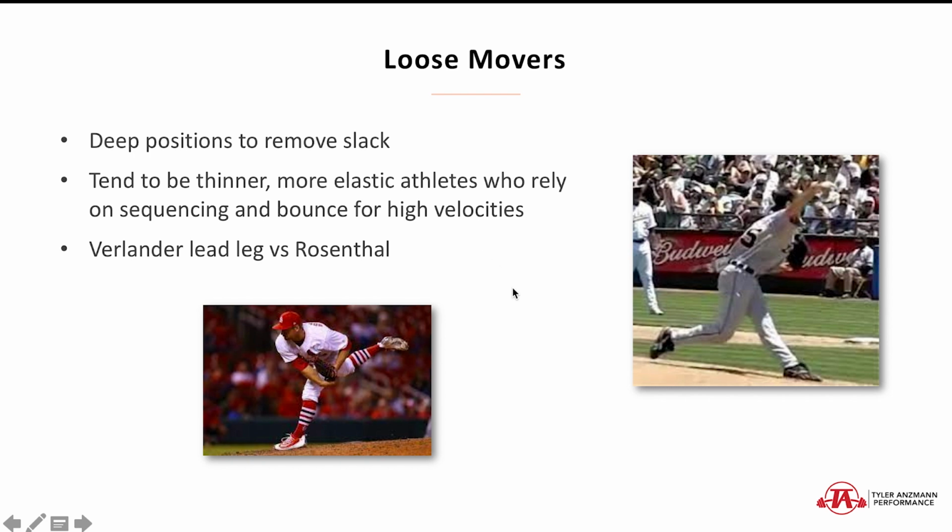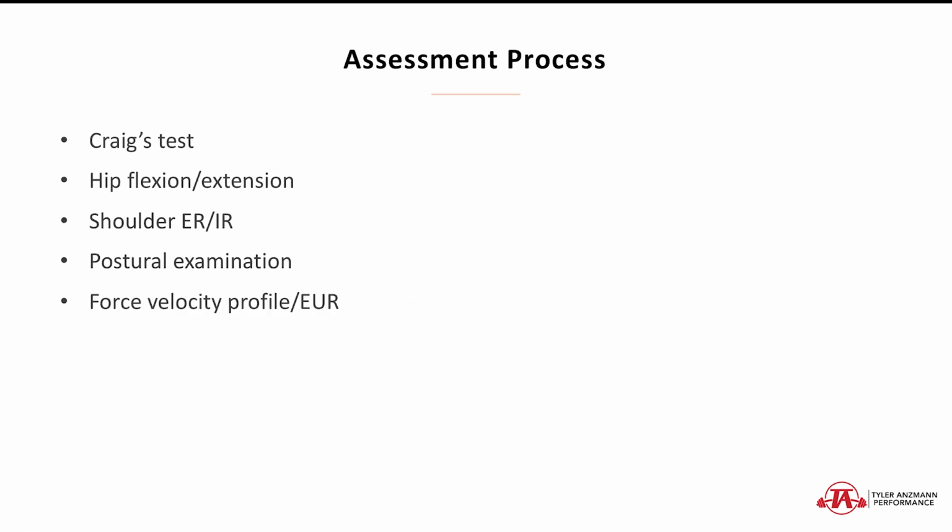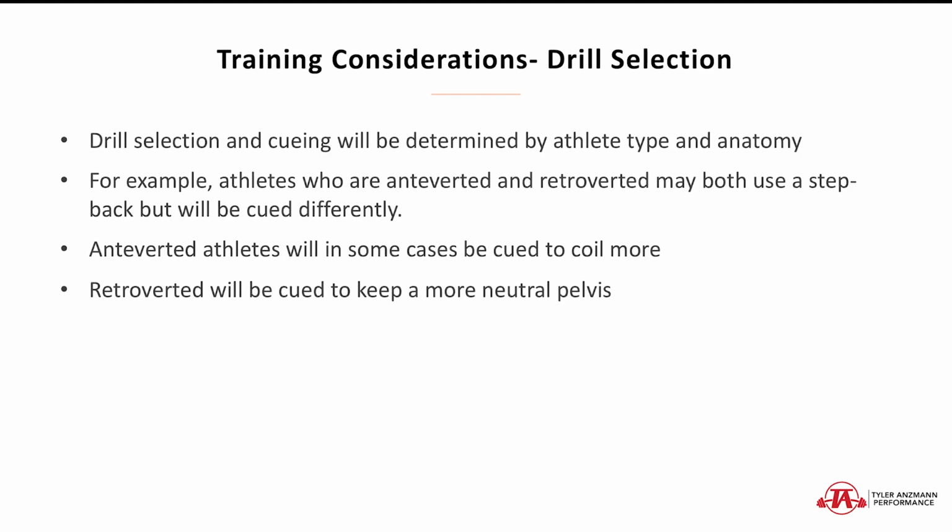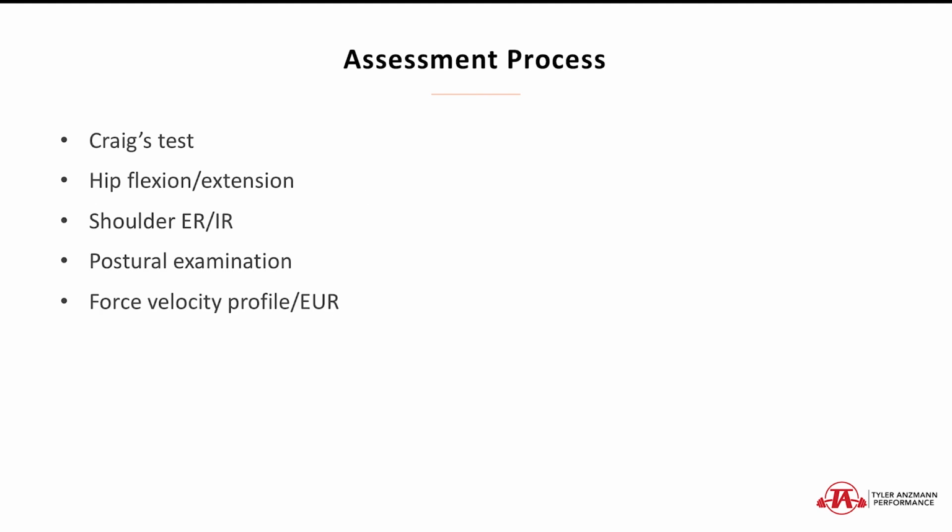All right, so part of the assessment process for this is going to be Craig's test. All right, so we're looking at what does end range, passive hip external and internal rotation look like? What do hip flexion and extension look like? Shoulder external and internal rotation. We're going to look at their posture. So we talked about that flat thoracic spine. All right, and then we're going to do their force velocity profile and their elastic utilization ratio. All of this stuff we're going to talk about in a future presentation, just so you know some of the pieces of the assessment process.